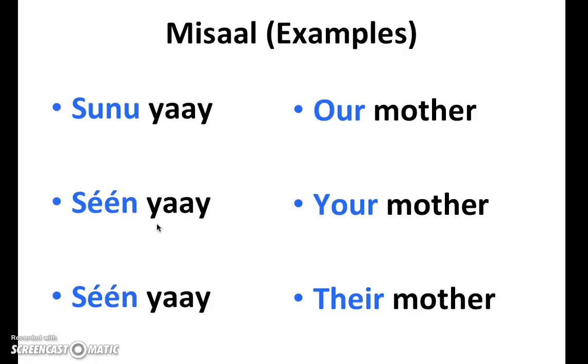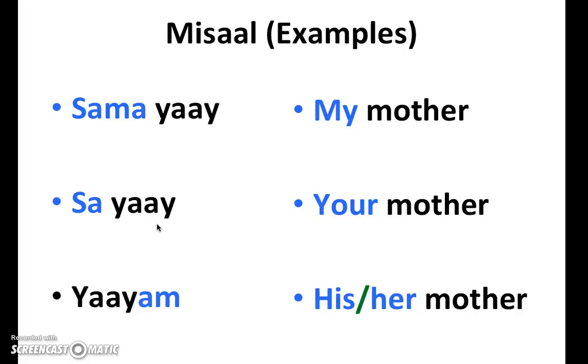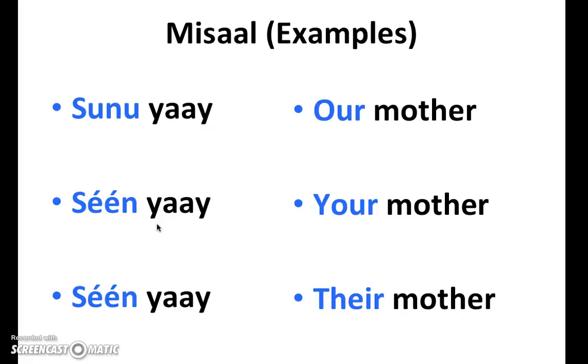Still about the examples. Sunu yai, our mother. Remember, these are examples in the singular form. We will see the plural form later. Sen yai, your mother. Sen yai, their mother. The difference between both of these sen is usually in the context; in the way they are written, they can both mean your and their. Again, sama yai, sa yai, yayam, sunu yai, sen yai. So that was the singular form.